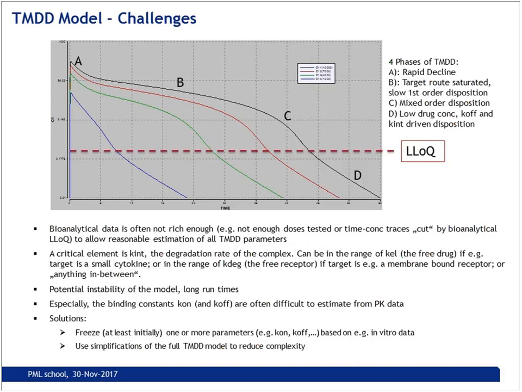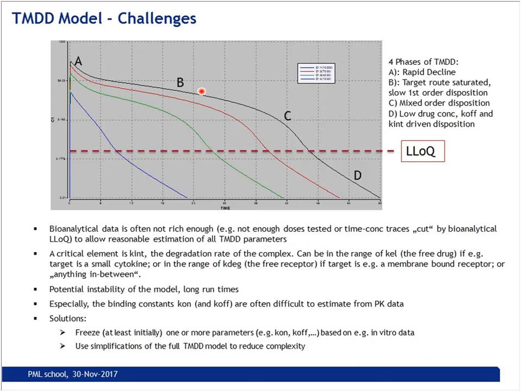So, next slide. The upper half shows the prototypical, textbook time-concentration plot of an antibody that exhibits TMDD. You have mainly four phases. Phase A is the rapid distribution of the antibody, and binding events to your specific target will already happen here. In B, the TMDD path is saturated, so what you will see is mainly the catabolic elimination of the antibody, the normal non-specific elimination.